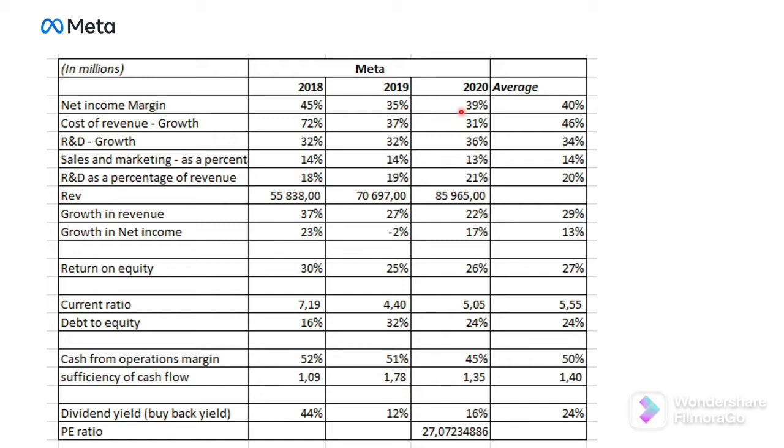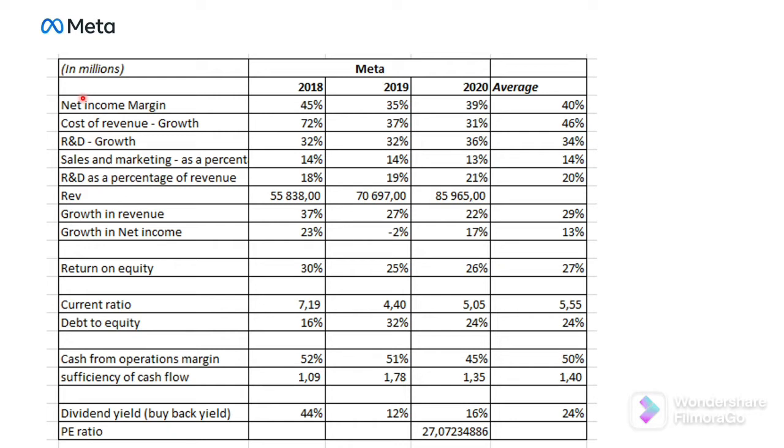Okay, enough of the background. Now let's get into the meat of the case study. First company, Meta. Now, looking at Meta, first we'll be looking at its financial performance. So that's growth and profitability. On the growth and profitability side, we start off first with net income margin. Now, this ratio in a nutshell is basically the ability of a company to turn revenue into profit.